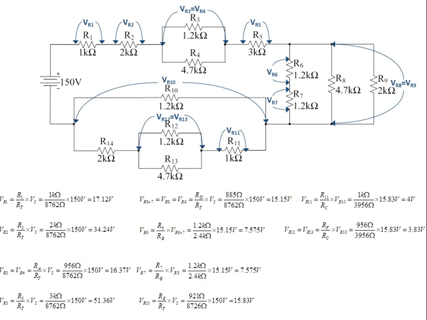Finally, we calculate the voltage across R14, and this is calculated by putting R14 over the total resistance of this bottom branch and multiplying it by the voltage across this bottom branch, and we get that VR14 equals 8 volts. And that's the end of this tutorial.